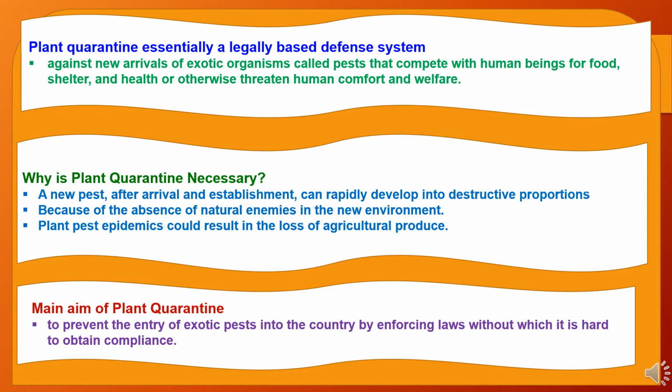Because of the absence of natural enemies in the new environment, the epidemic situation may result in the loss of agricultural produce. This may also adversely affect food production or an existing export trade. Therefore, the main aim of plant quarantine is to prevent the entry of exotic pests into the country by enforcing laws, without which it is hard to obtain compliance.